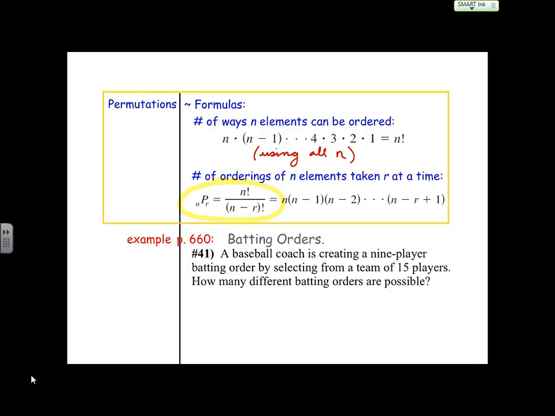As you guys finish writing the formulas, check out the example down below having to do with batting orders. People that play or enjoy or know anything about baseball, can a different batting order produce a very different result?